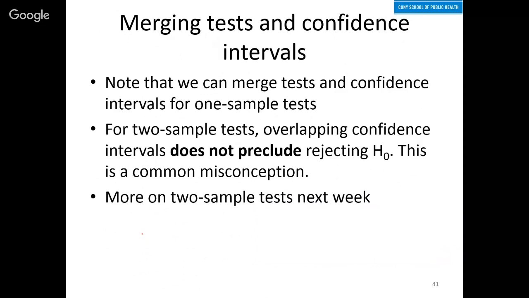But the key thing is the second point. When we do two samples tests, just because you have overlapping confidence intervals on the means from each of the samples, that does not preclude rejecting H0. You might still reject H0 in that case.